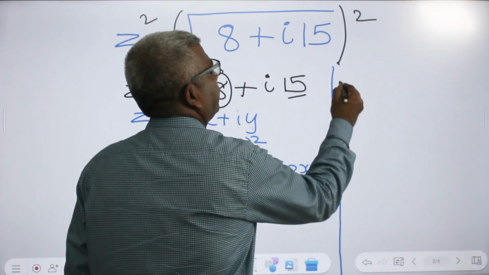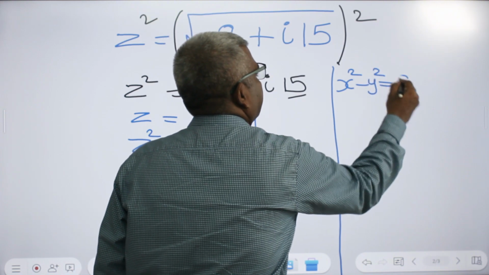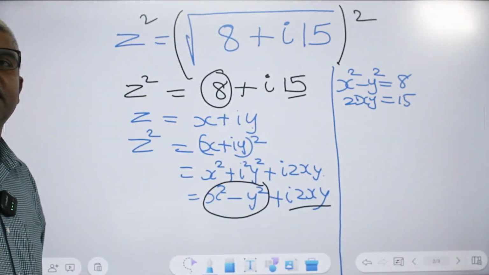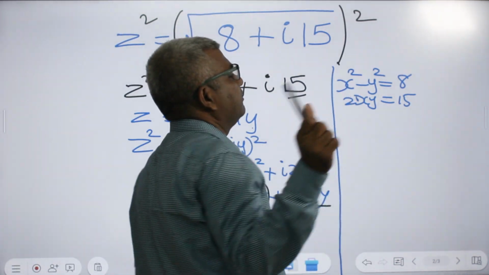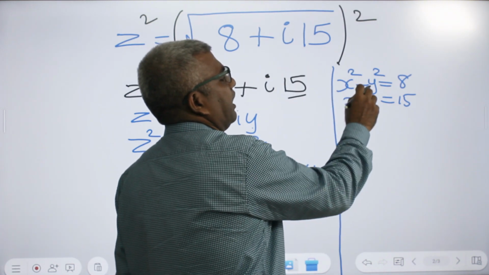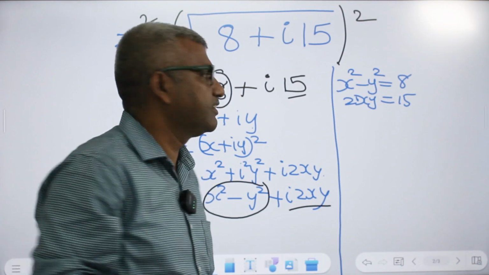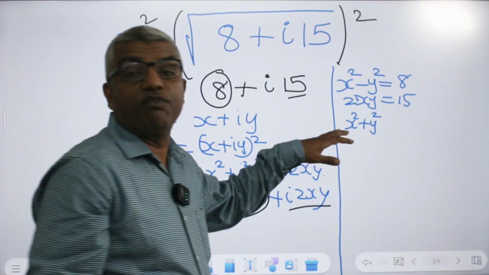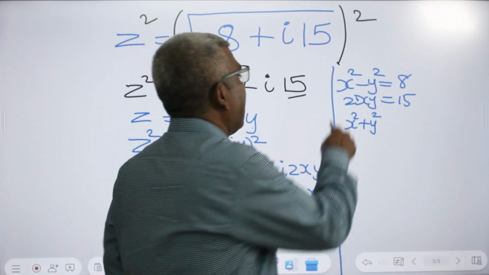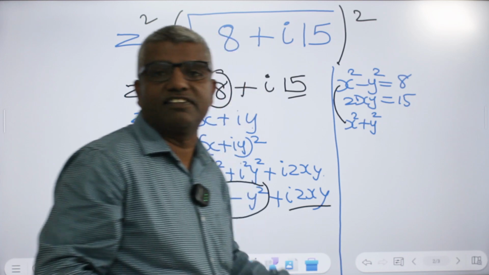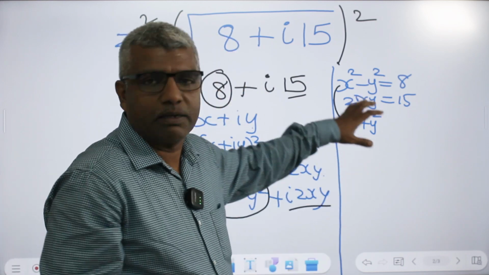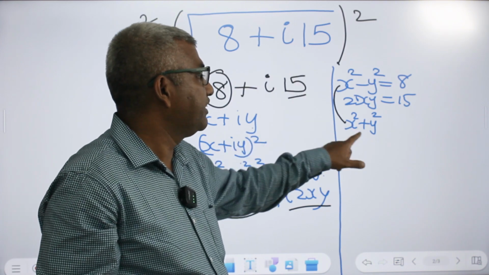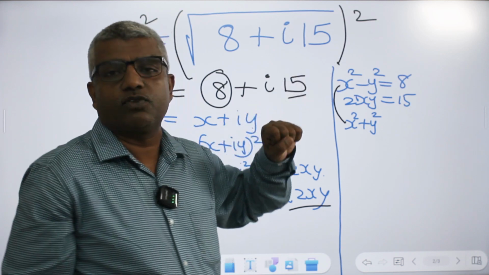There are two ways we can do it. x squared minus y squared is 8, and 2xy is √15. The simple way is to consider x squared as a and y squared as b. a minus b is 8, so what is the value of a plus b? If you find x squared plus y squared and add the two, then y squared will be cancelled and you will get the x value. You can substitute into xy and you will get the y values.